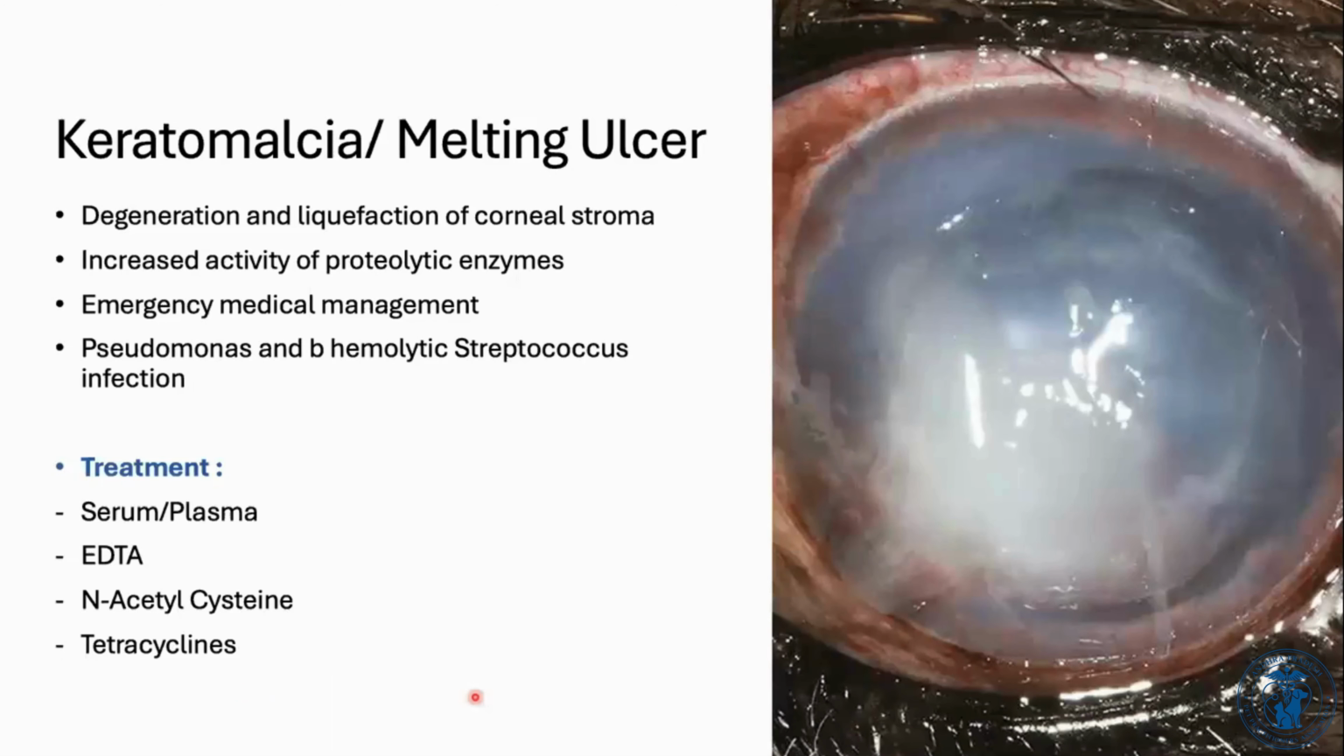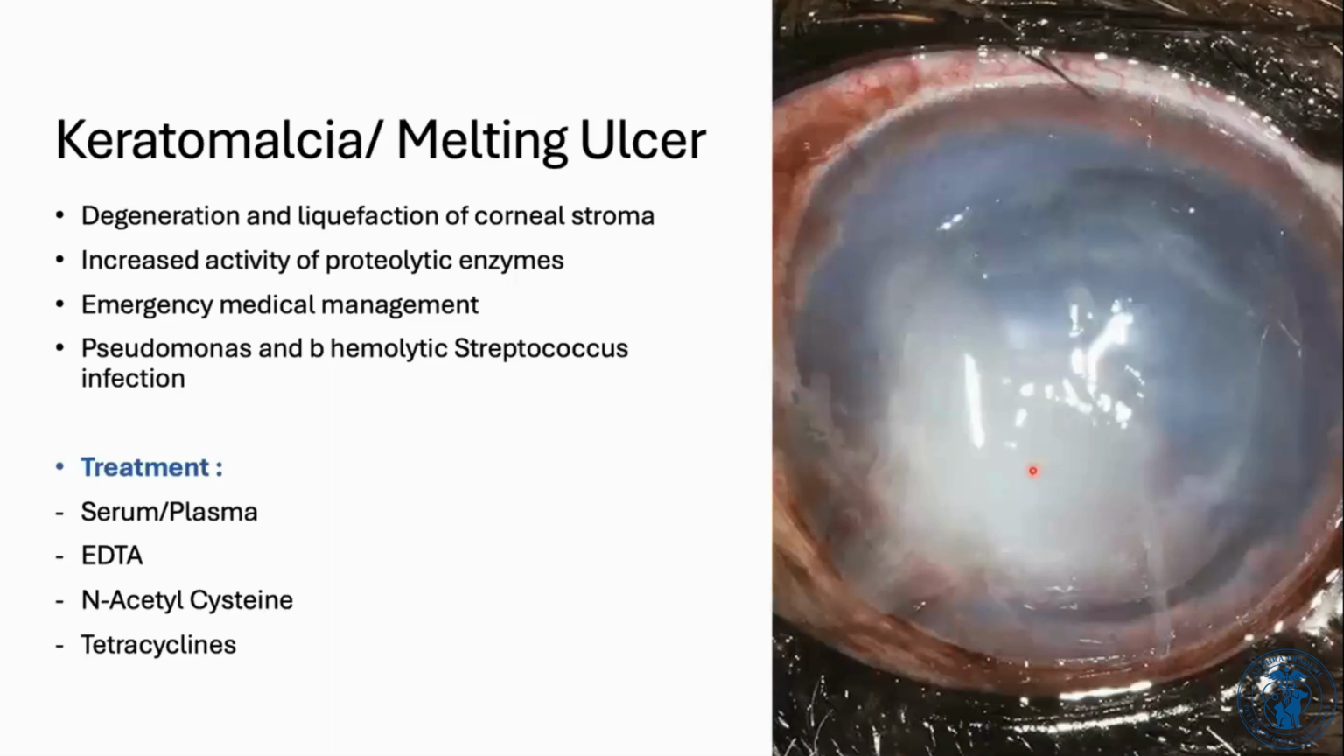What happens in this is degeneration and liquefaction of the corneal stroma because of increased enzymatic activity. So here the role or the knowledge of proteases comes in: in this sort of ulcer there is a lot of enzymatic activity that is leading to the liquefaction of the collagen. It is as if the collagen is flowing down. So this is like a melting ulcer. It is a corneal emergency, and the same thing we have to communicate to the owner also.